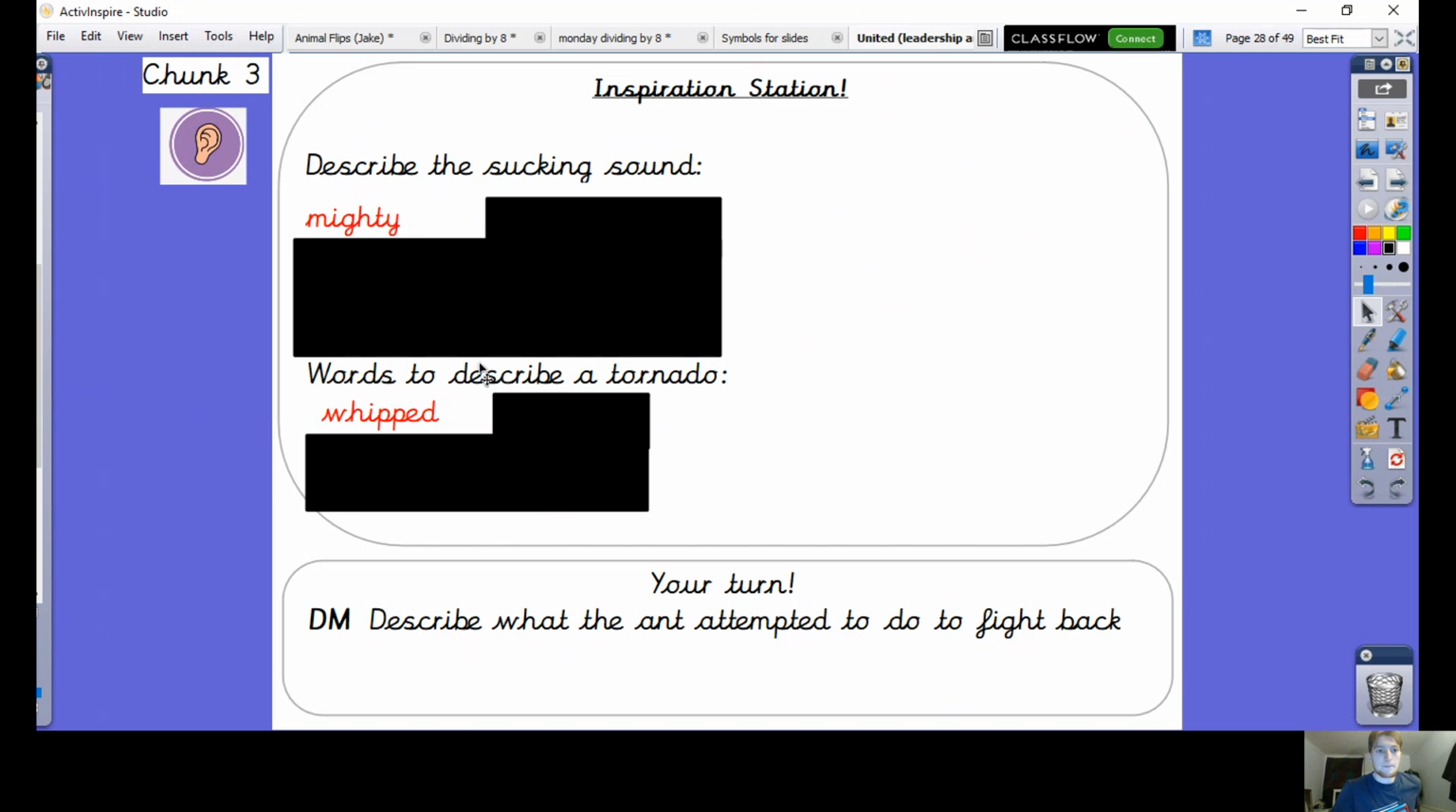Great. So chunk 3, our final chunk. This is where the anteater comes and starts sucking up the ant, or the baby ant, should I say. Okay, so the first group of words I'd like us to come up with is to just help describe the sucking sound the anteater's making. So I've come up with one here, which is, it sounded mighty, it sounded loud, it sounded strong, it sounded powerful. Okay, so that's one that we could use or take inspiration from to come up with some more.